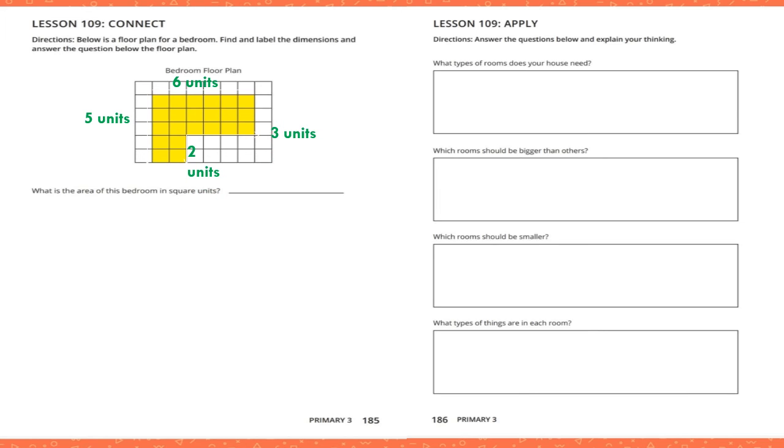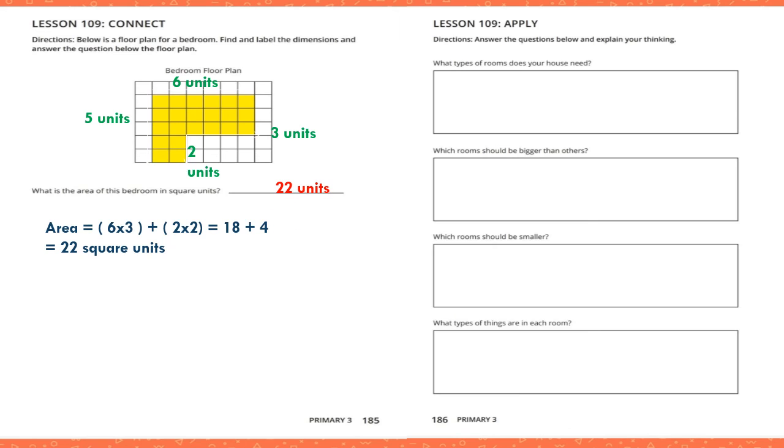So what is the area of this bedroom in square units? So to know the whole area of the complex shape, we have to divide it into 2 smaller shapes. The first one is a rectangle with side length 6 units and width 3 units. And the other will be a square with side length 2 units. So the total area will be 6 times 3 plus 2 times 2 equal 18 plus 4 equal 22 square units. Now let's move to the apply part.